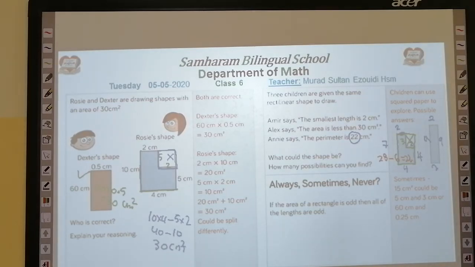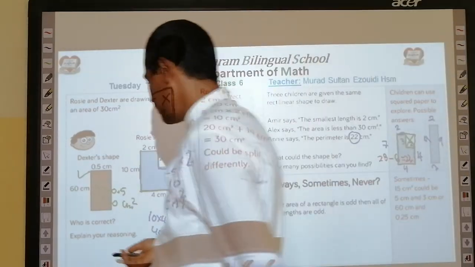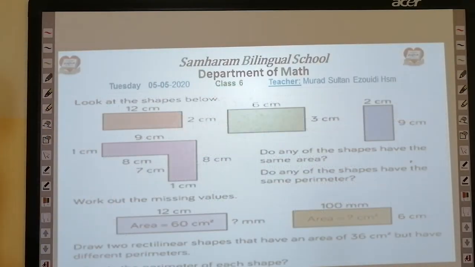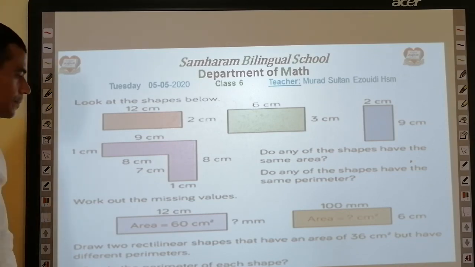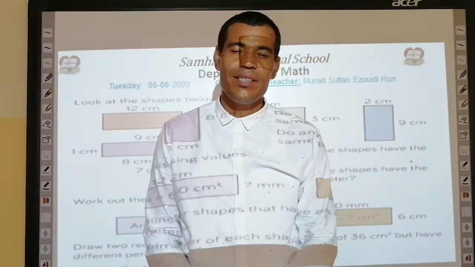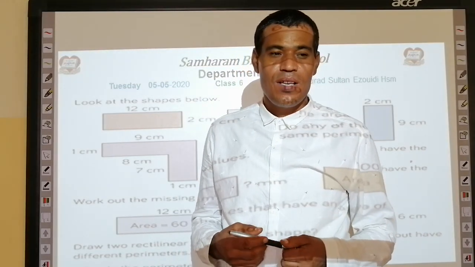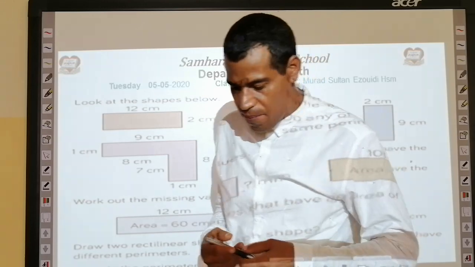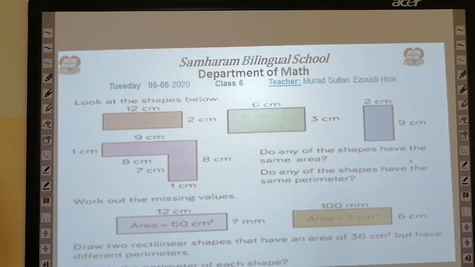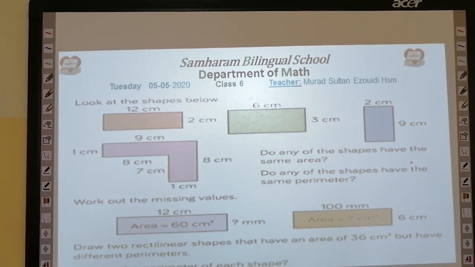Sometimes 15 centimeters could be 5 centimeters and 3 centimeters. And then next, look at these shapes. But before that, thank you for listening. I wish that you got the point: how can you find the area of compound shapes, I mean of regular shapes. So today is Tuesday. Today is Tuesday, my learners.